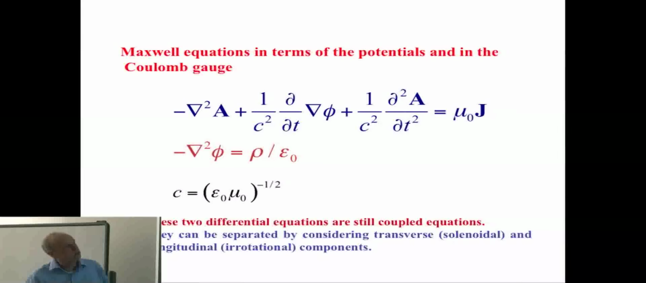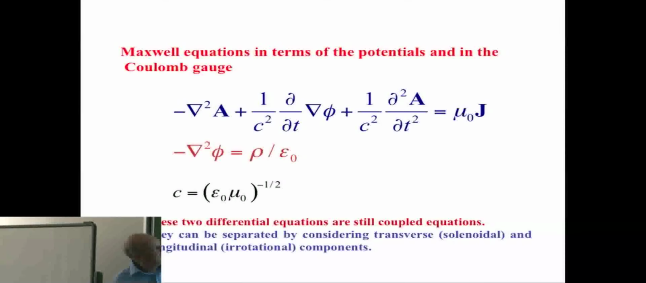This is for the vector potential, and this is for the scalar potential. Here I have also introduced the speed of light c in terms of epsilon and mu. Now you see that this equation for phi is exactly the Poisson equation for electrostatics, and this is very similar to a wave equation for the vector potential.